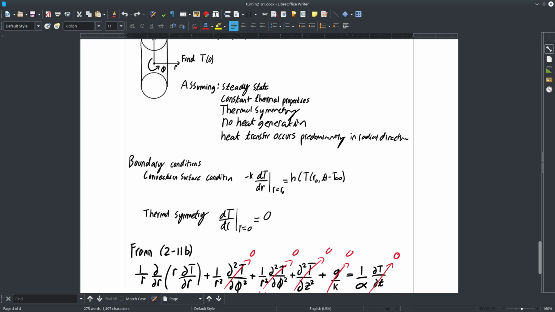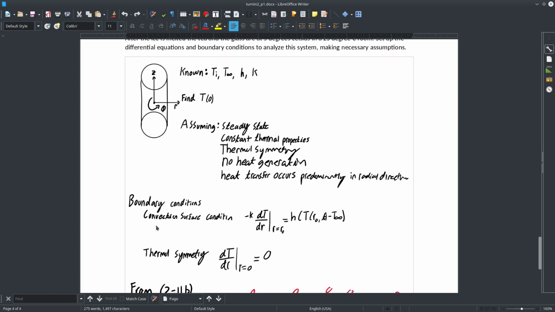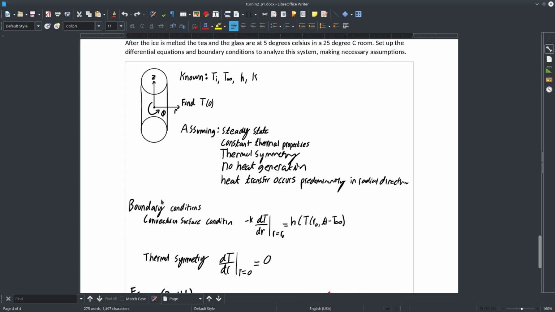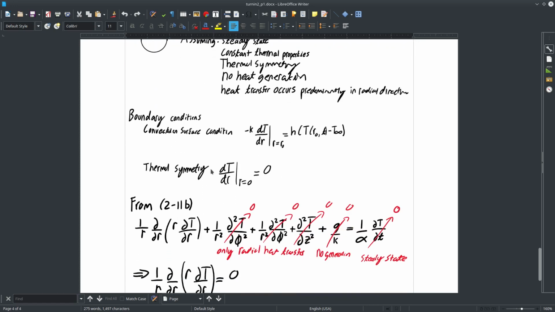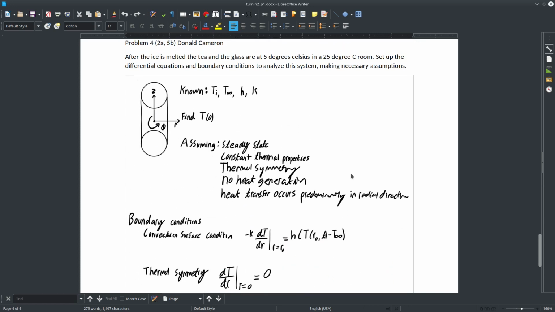And we can also look at the boundary conditions that would be required to solve that and say we've got a specified convection that we know because we know these temperatures and these heat transfer coefficients. So we can say at the surface this is going to be true, and then we're going to say there's thermal symmetry. So around the center line there's not going to be a change in temperature, and that will come up with our boundary conditions and our differential equations, specifically deriving per the learning outcome.